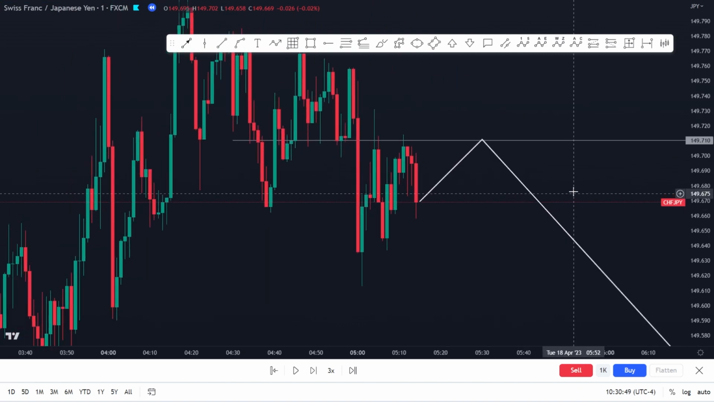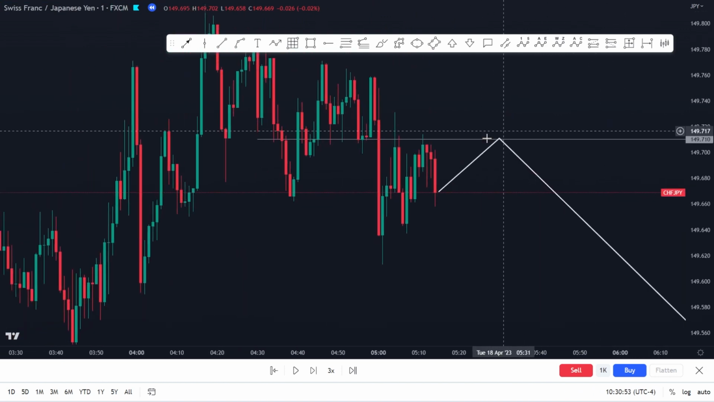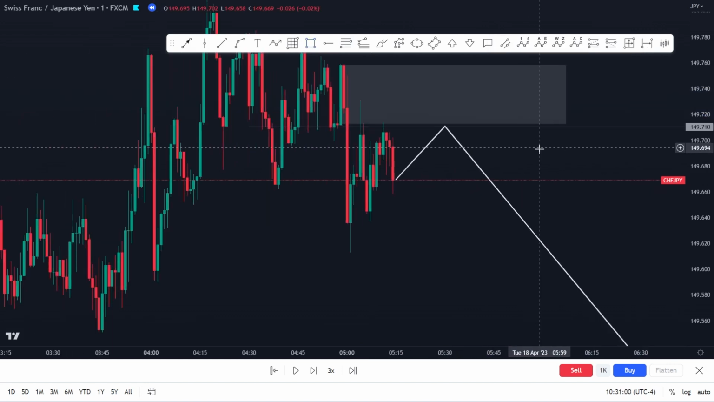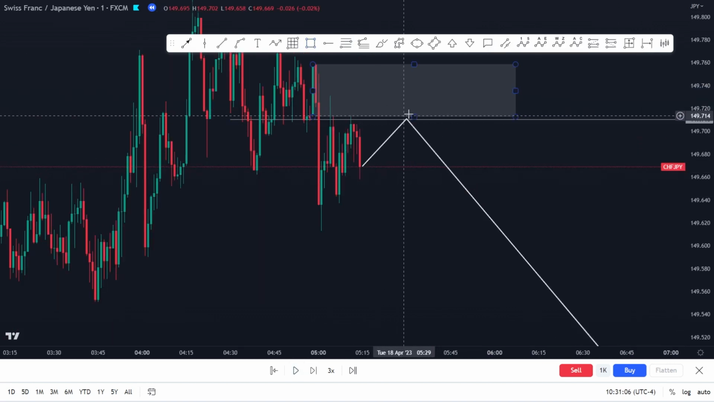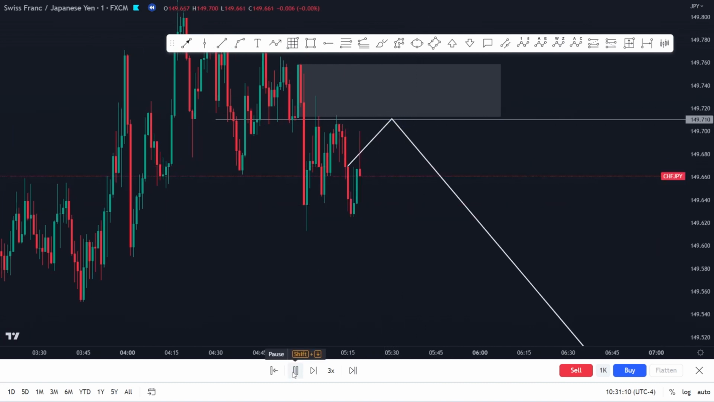So right now you will have to find your zones above here. So we can see that we have a zone around here. Okay, so we will wait for price to come and tap this line here and then close with a bearish candlestick. Let's look how the market unfolded.